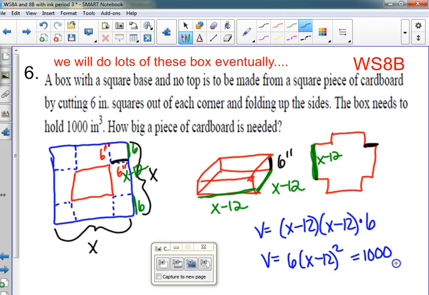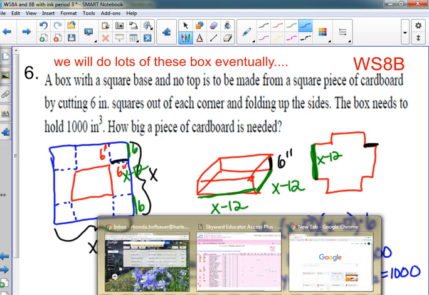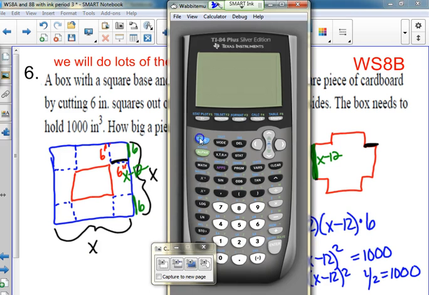Now we could solve that algebraically, honestly, pretty quick, right? Divide and square root. We're going to do it by graphing. And into y1, I'm going to put 6(x minus 12) squared, and into y2, I'm going to do 1,000. The reason we're going to do it by graphing is eventually we're going to do ones where we don't know the size of the corner that we cut out either. We know the size of the original, and then you have to do them by graphing because you can't do them algebraically because they're cubics.